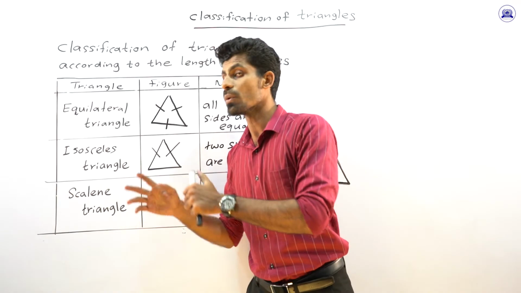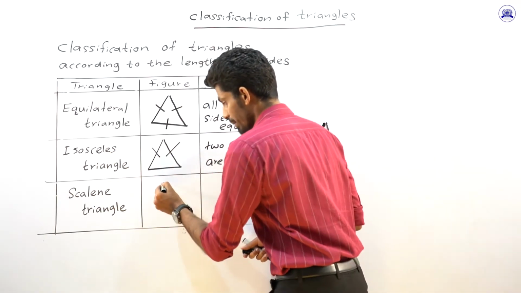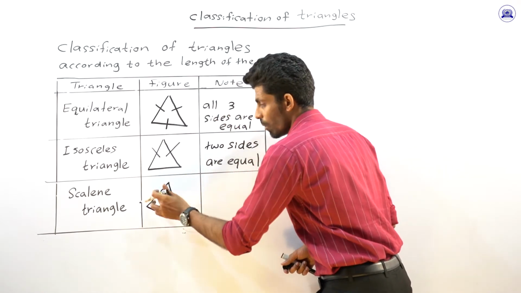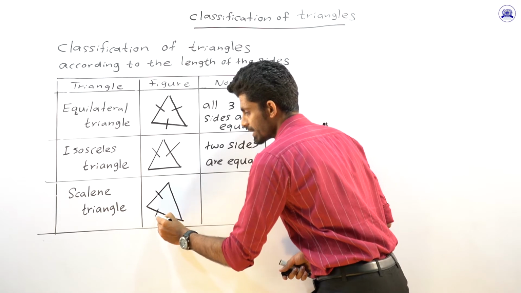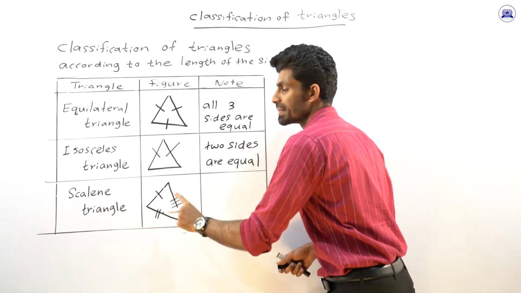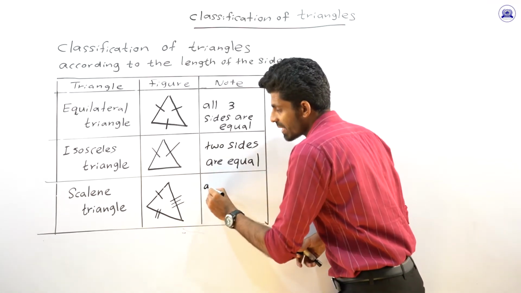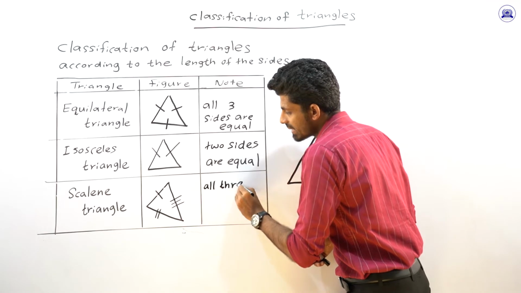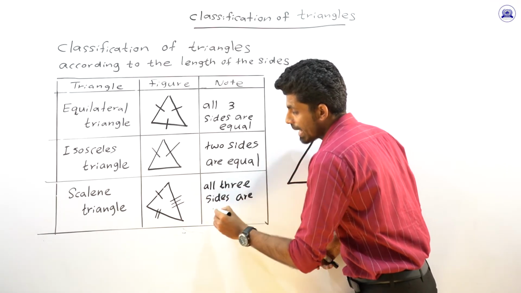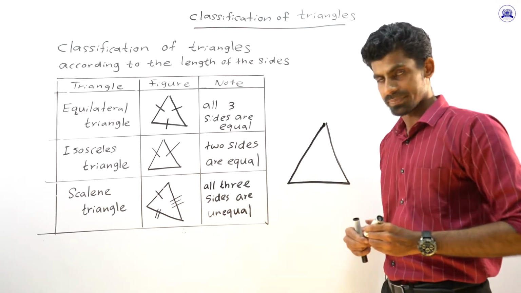Scalene triangle. Scalene triangle means all sides are unequal, right? Look at this one. All these three sides are different, right? So we can't use the same symbol here, because all three sides are unequal.